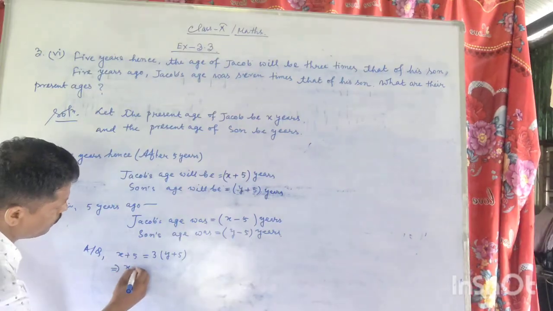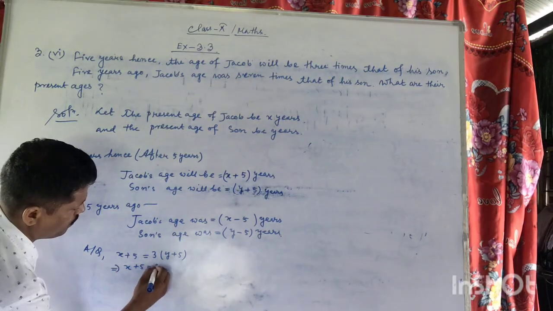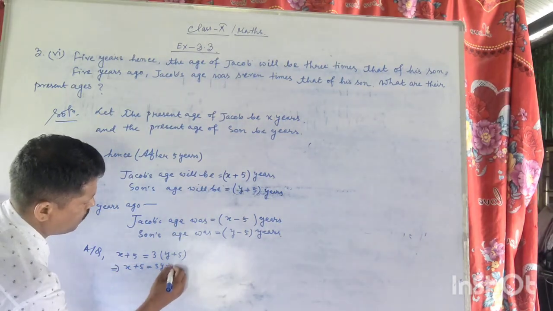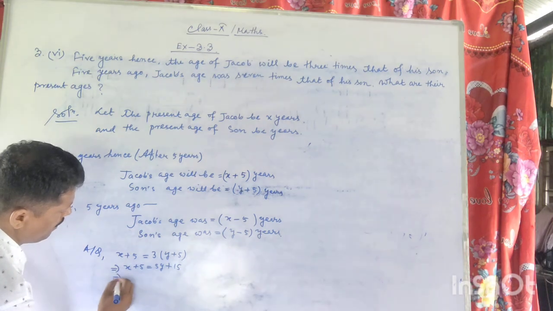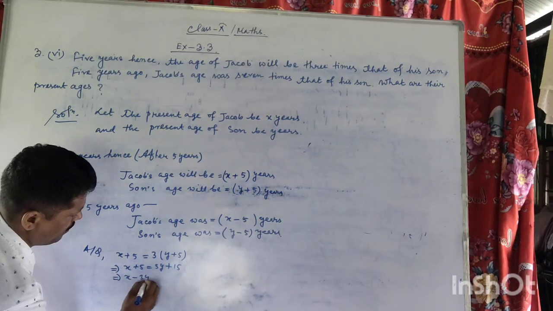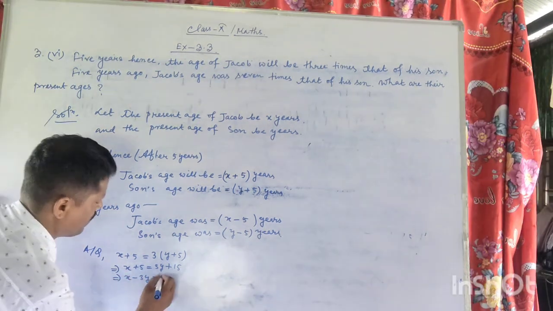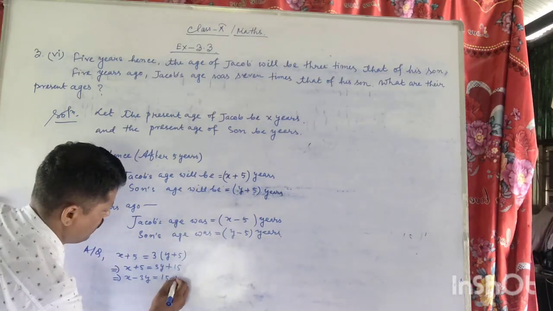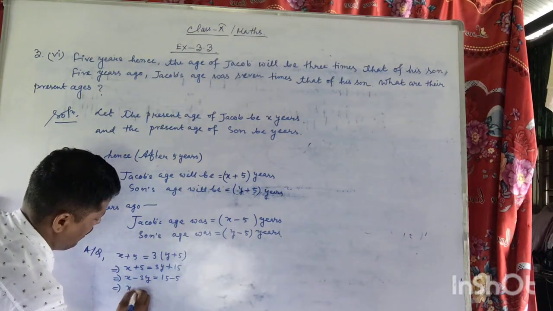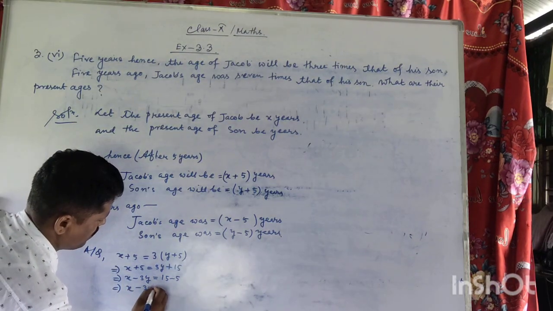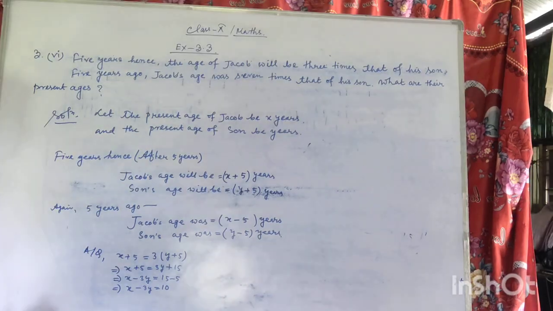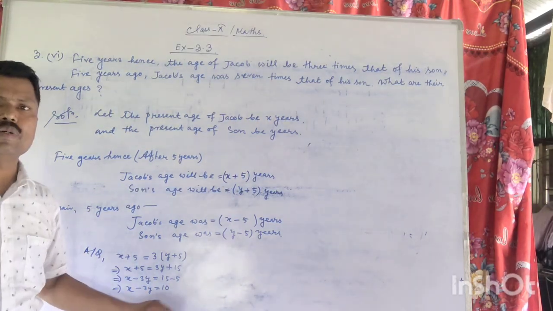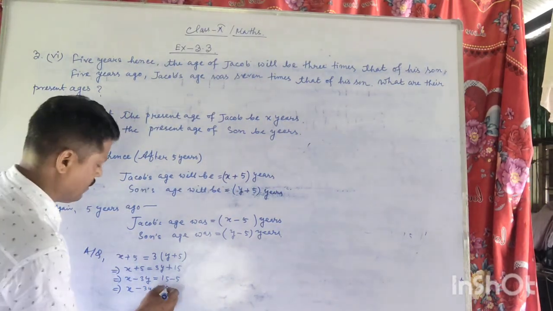So x plus 5 is equal to 3y plus 3 into 5, 15. So x minus 3y is equal to what we can write? 15 minus 5. So here x minus 3y is equal to 10. We can call this equation 1.